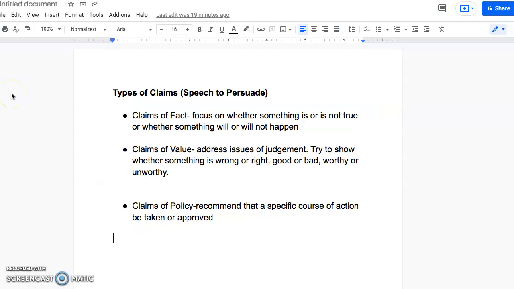So again, to review, there are 3 types of claims. And again, claims answer the question, what are you trying to prove? So there are 3 different types of claims: claim of fact, claim of value, and claim of policy. And for each of those claims, there is a different organizational pattern in which you write your speech. And those are the patterns that I just went over.